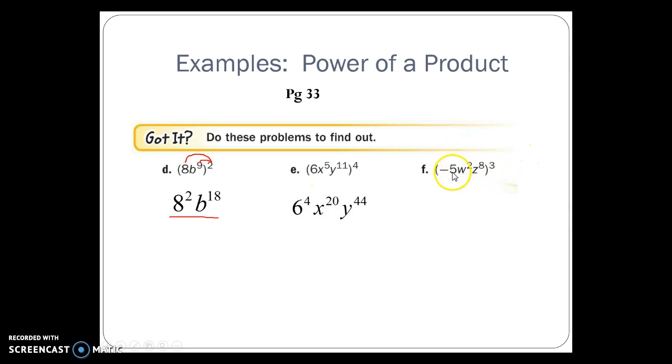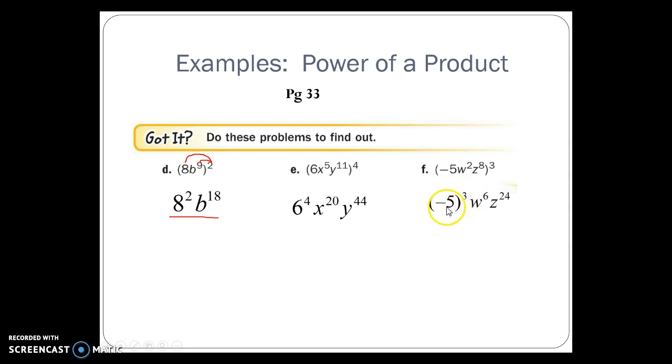Here, negative 5 to the 3rd power, we're going to put in parentheses. w to the 6th, z to the 24th. Negative 5 to the 3rd. And it matters because negative really means negative 1 times 5. We don't write that, but that's what it means. And technically, if you don't put parentheses, you're only cubing the 5, not the negative sign, which wouldn't matter in this example because it's odd, but if we have an even power, it would matter.